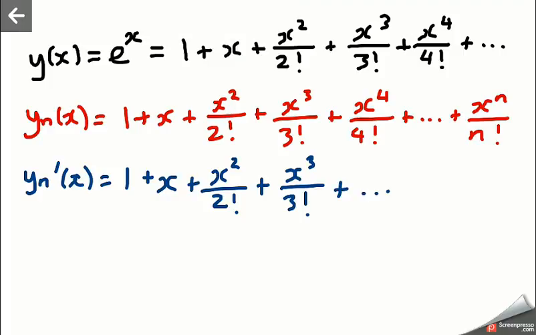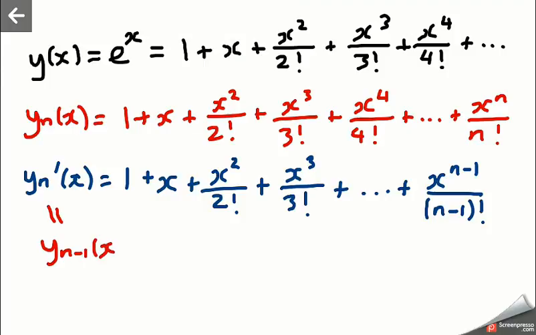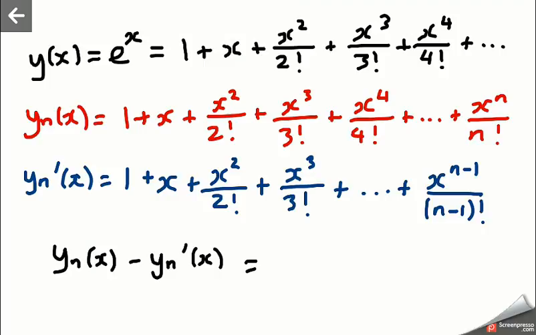And we keep doing this all the way up to, well, we'll differentiate the nth term, and we're going to get x to the power of n minus 1 divided by n minus 1 factorial. So this time it cuts off at n minus 1. So yn prime of x is actually equal to yn minus 1 of x. And an important detail to note here is that yn of x minus yn prime of x is actually equal to x to the power of n divided by n factorial.